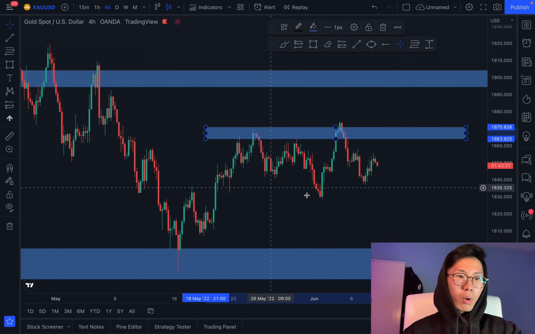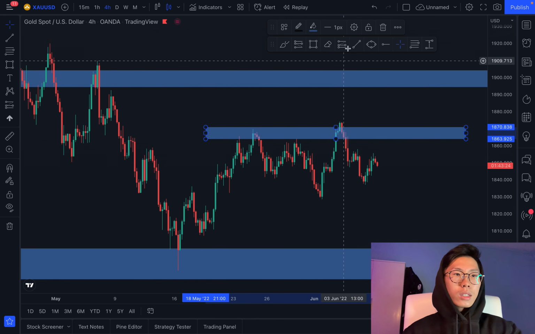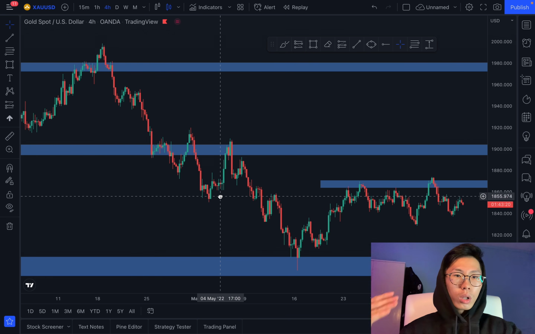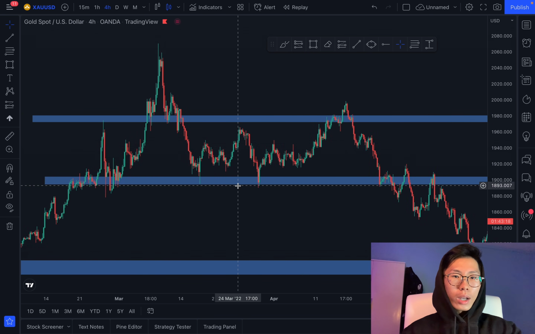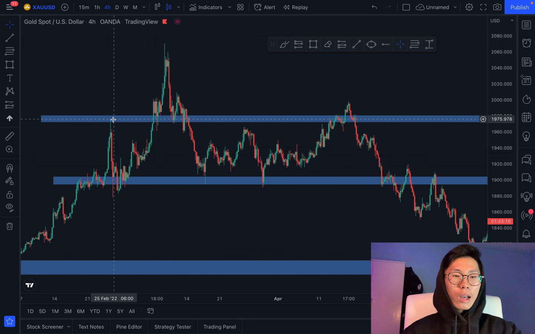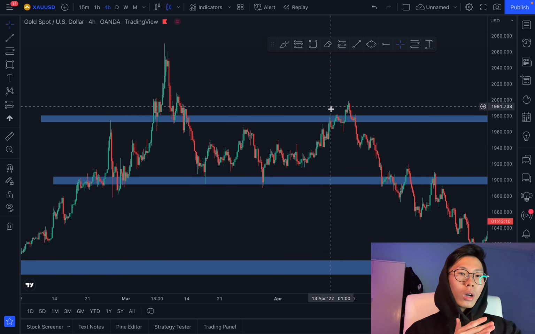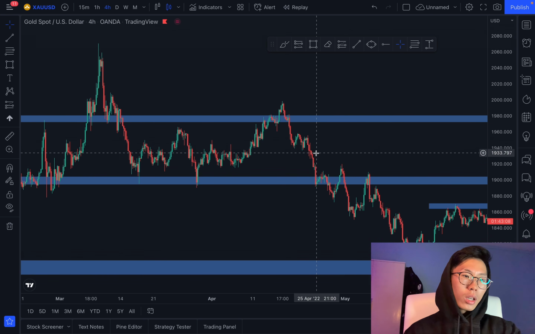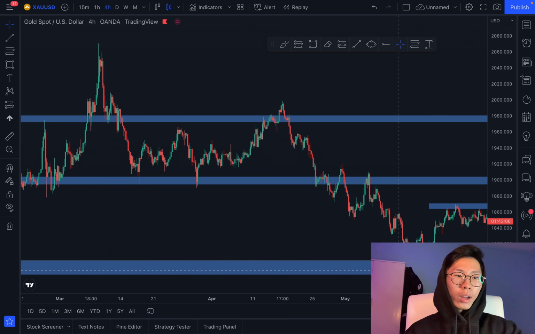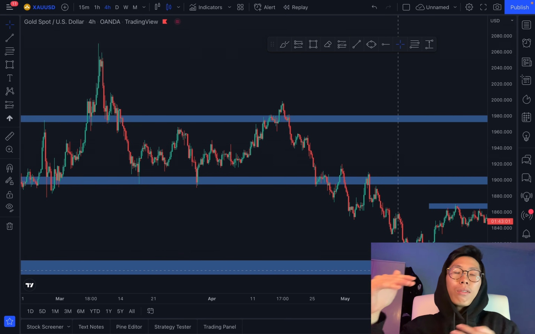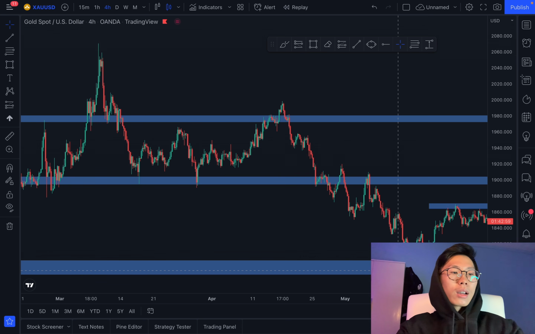Currently price is consolidating, and I want you guys to understand that price literally moves from one level to the next level. You can see when price was at this level, it went up to this level, and then it came back down to the mid level, and from the mid level it went back up to the first level, and eventually it came all the way down to this level right here. Price does not just go anywhere. It moves from one key level to the next key level, guys.